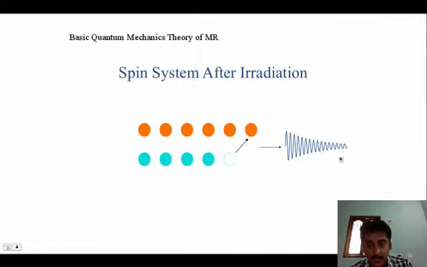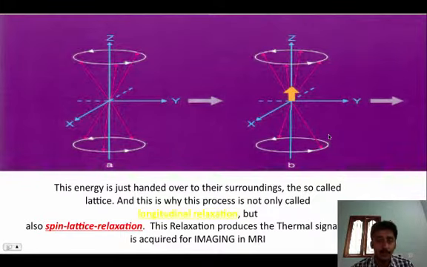We can see the energy emitted. We will record this energy using magnetic coils. So this is called spin lattice relaxation, which is T1 relaxation, or longitudinal relaxation.